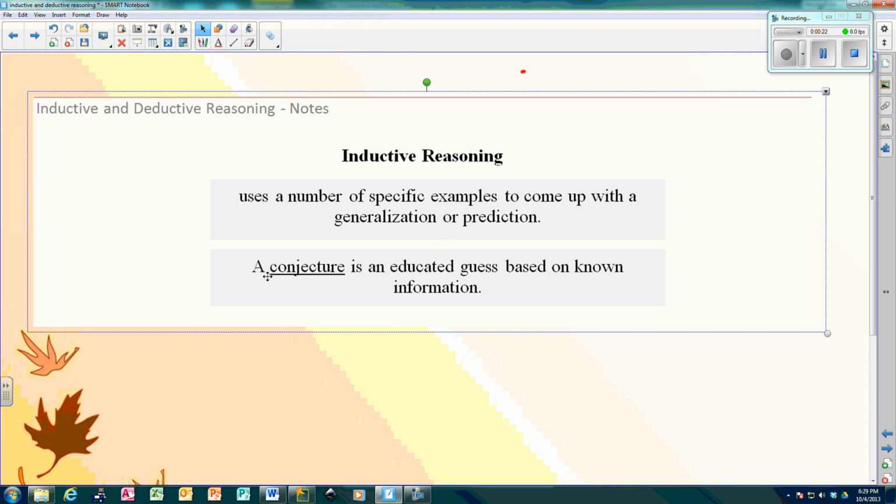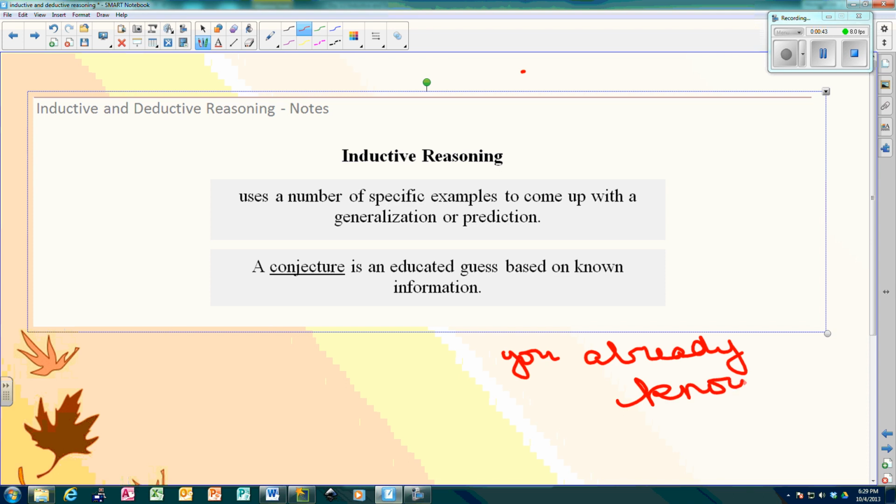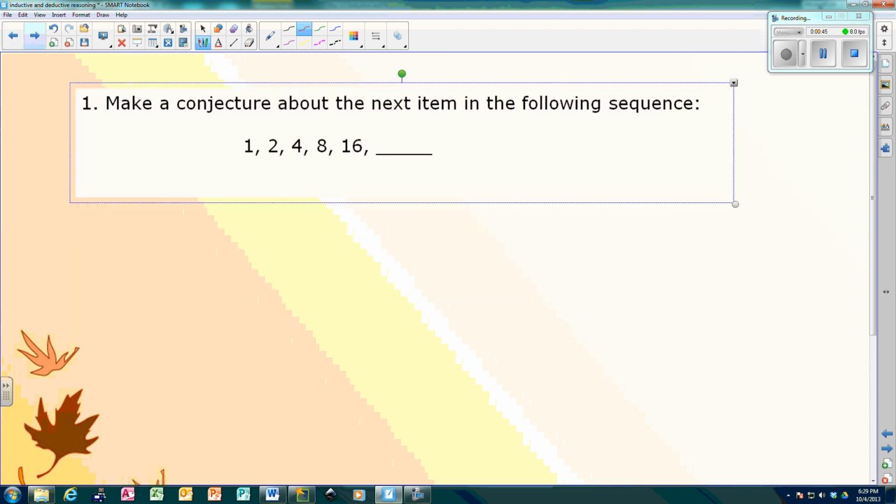And then you are going to use a conjecture, which is an educated guess based on information that you already know. So it's going to be an educated guess based on information you already know. All right. So here we go.